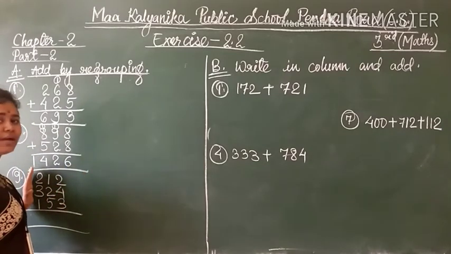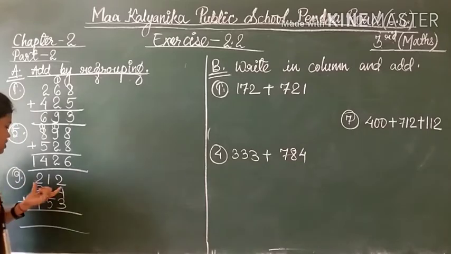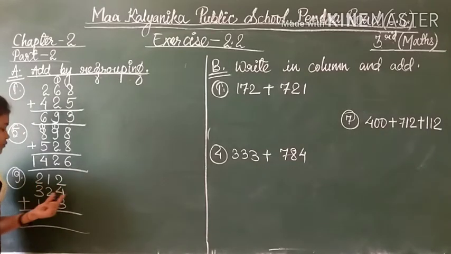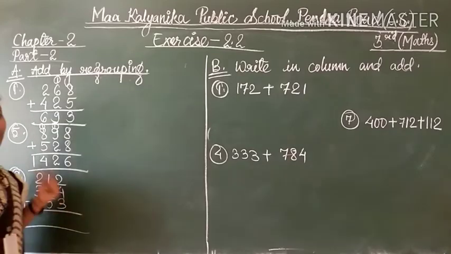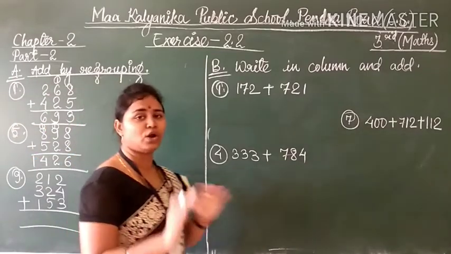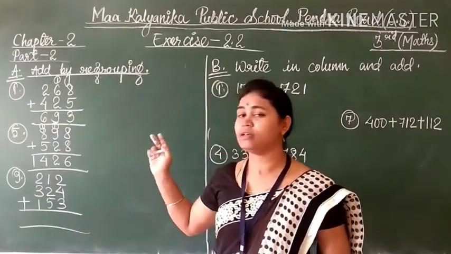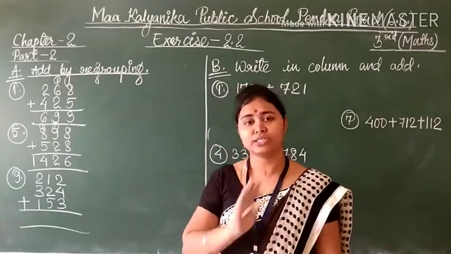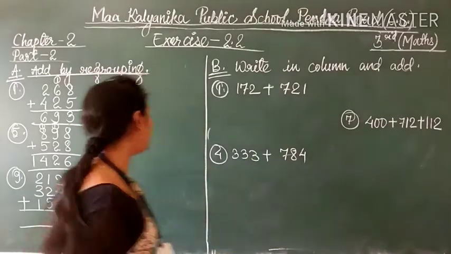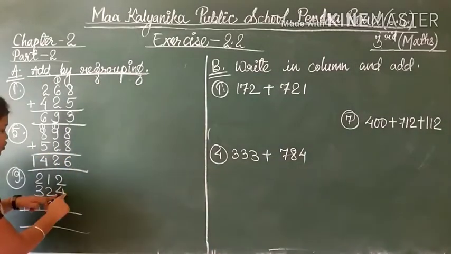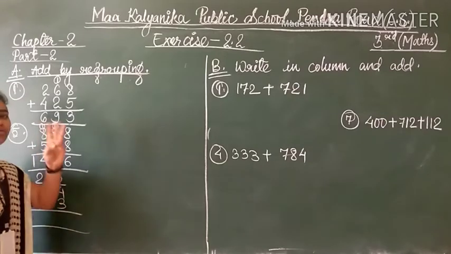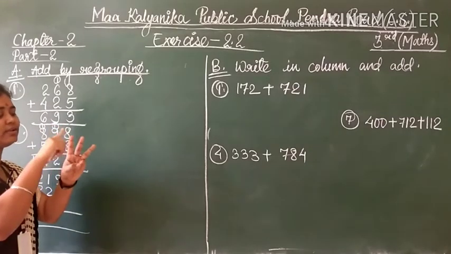Now moving to question number 9. The question is 212, 324, 153. Students, now not to worry that instead of 2 numbers, 3 numbers are there. Simply you have to add in a column. Yes. 4 plus 2 is 6. 4 plus 2 is 6. 6 plus 3, 6, 7, 8, 9.